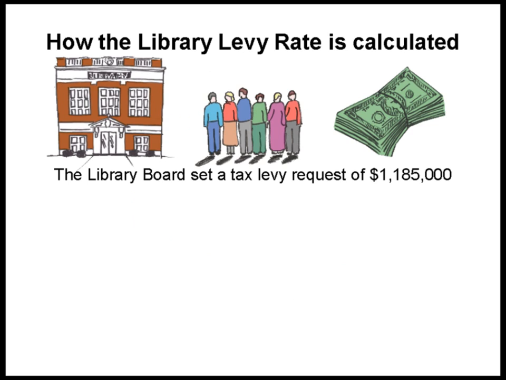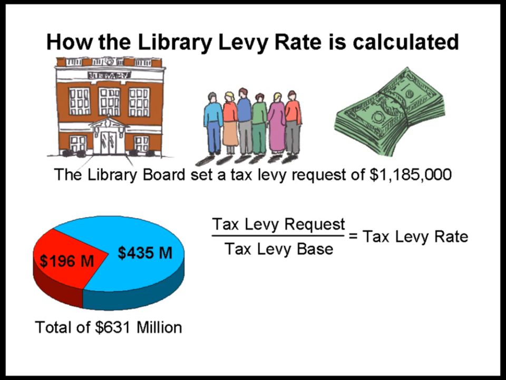Each year, the library board meets and determines the amount of money they need to operate for the following year. This amount is called the tax levy request. For the 2011 tax year, the library board set the levy request at $1,185,000. To calculate the tax levy rate, we take the tax levy request divided by the tax levy base. This is the total taxable value of all homes in the district.